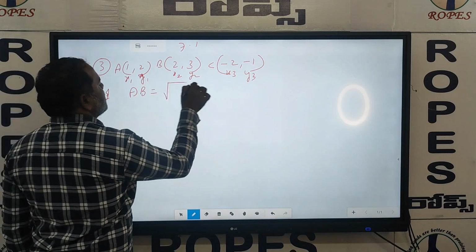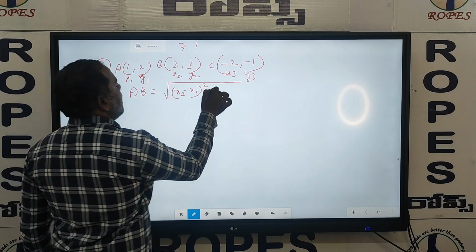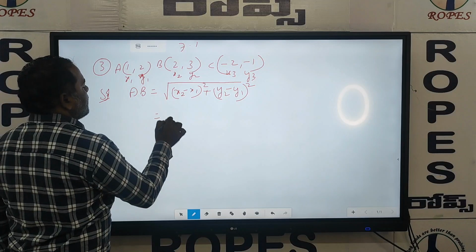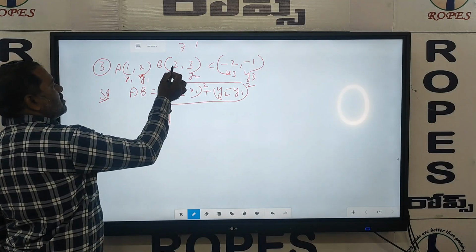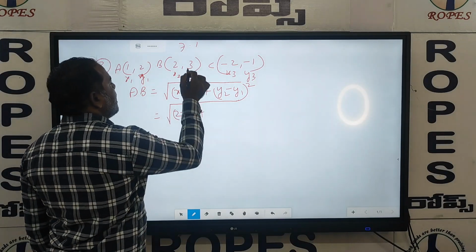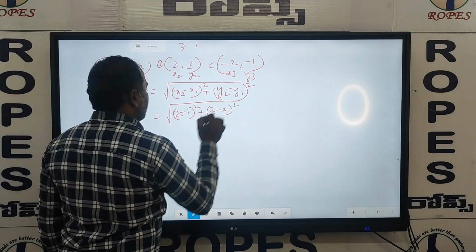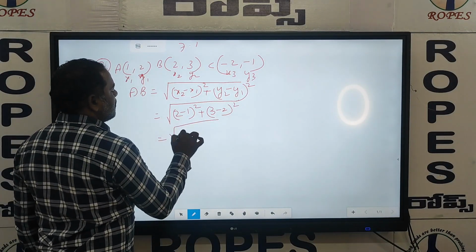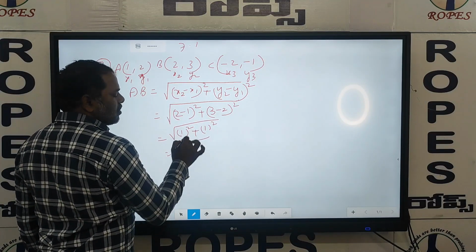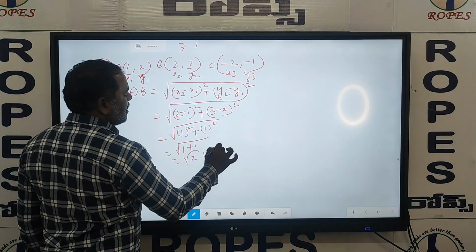We know the AB distance formula: root of x2 minus x1 whole square plus y2 minus y1 whole square. After writing this, we substitute the values: 2 minus 1 whole square plus 3 minus 2 whole square. That is equal to 1 square plus 1 square, which is 1 plus 1. Then we can write root 2 units.